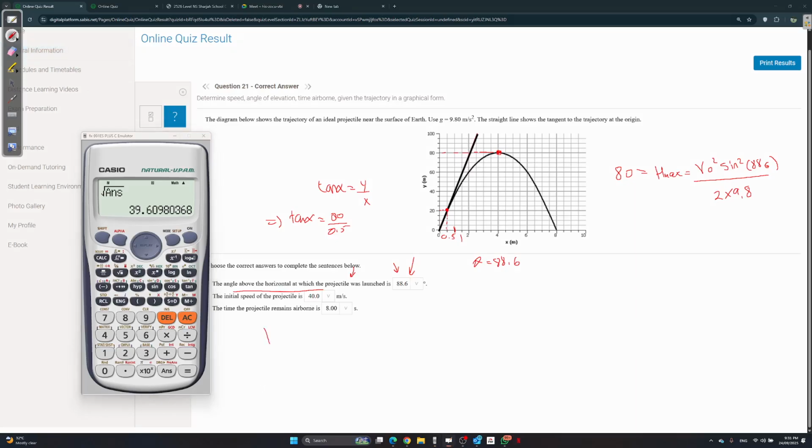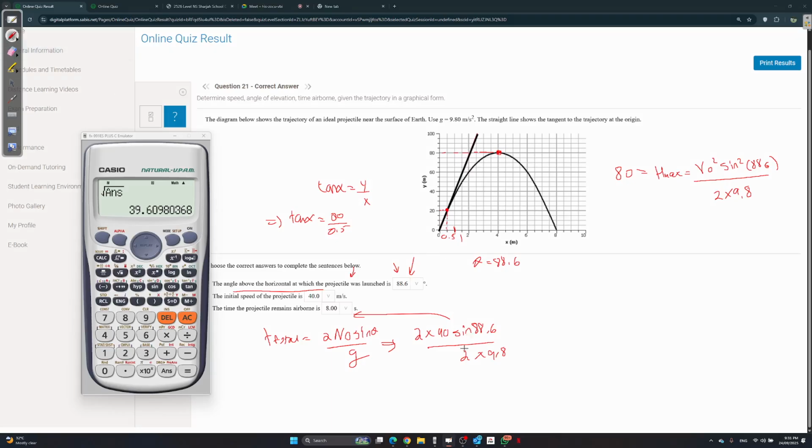The time the projectile remains airborne, total time, is what? 2 times, or 1 times? 2 v naught sine theta over g. Make sure you memorize the formulas. So 2 times v naught, which is 40, sine 88.6 over 9.8. You get 8.